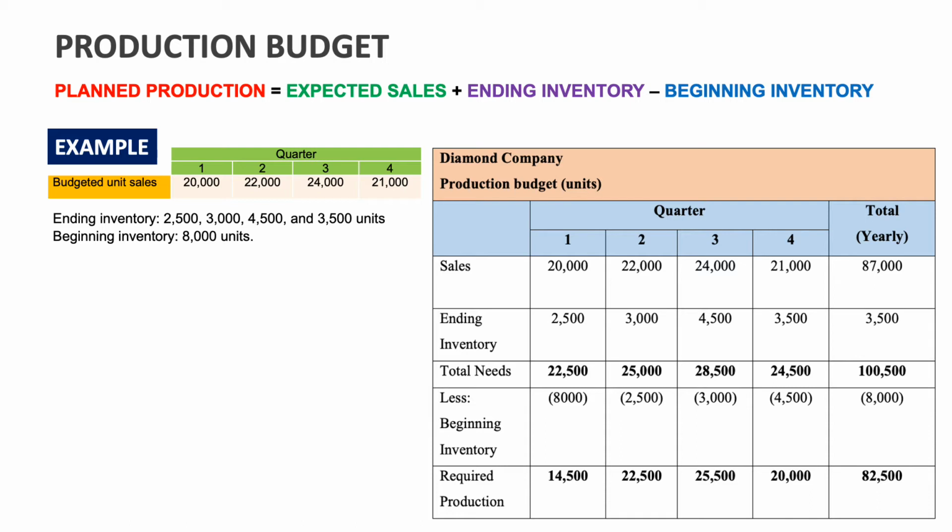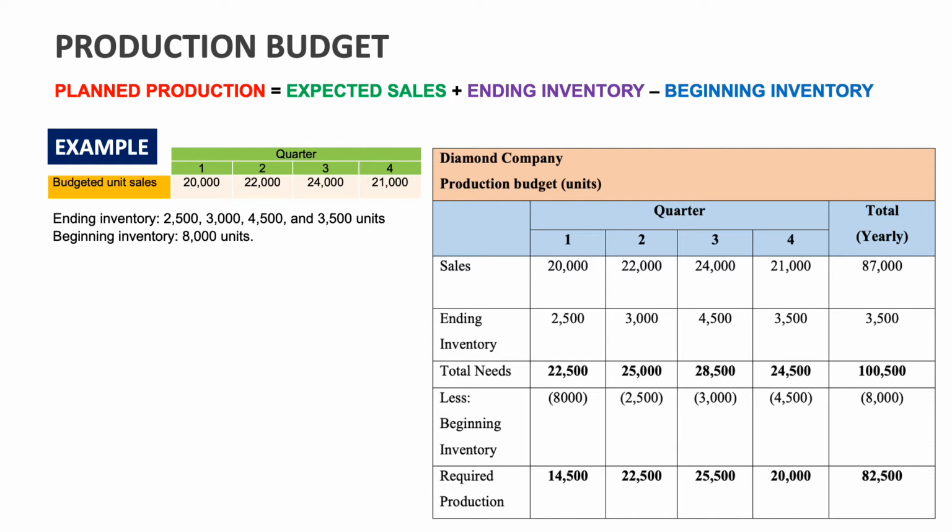You just directly take the figures of the budgeted unit sales, and then you add the ending inventory, and then you subtract the beginning inventory. That will give you the required production or planned production: 14,500 in the first quarter, 22,500 in the second quarter, and the rest goes.